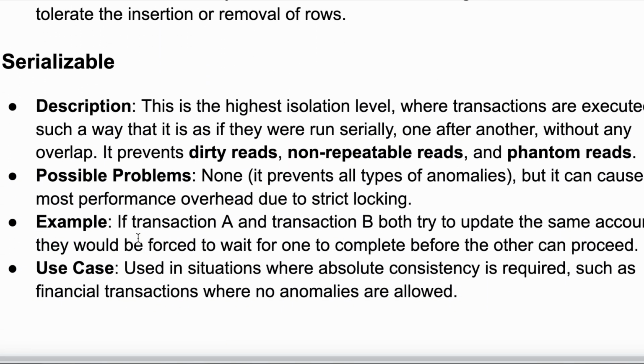And the last is serializable. So this is the highest isolation level, where transactions are executed as if they run serially, one after another without any overlap. It prevents dirty reads, non-repeatable reads, and phantom reads. So the possible problem is none. It prevents all types of anomalies, but it can cause the most performance overhead due to strict locking. So these were the four isolation levels which are very important.